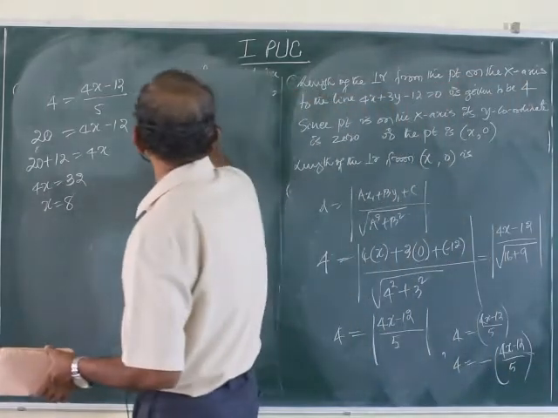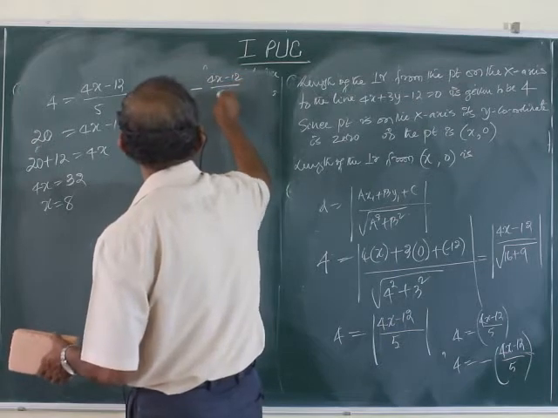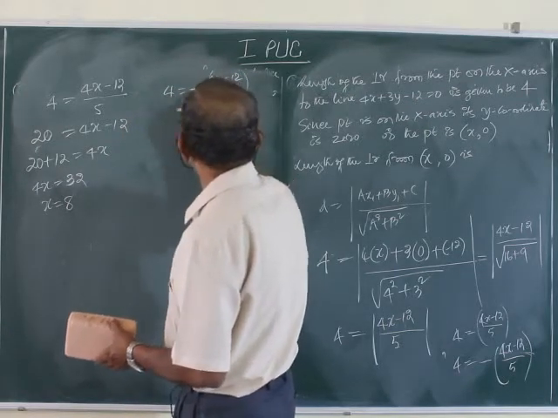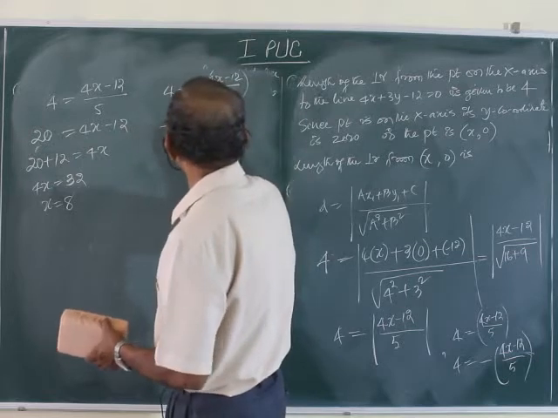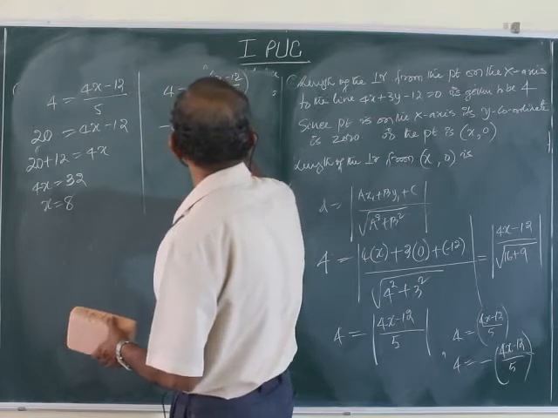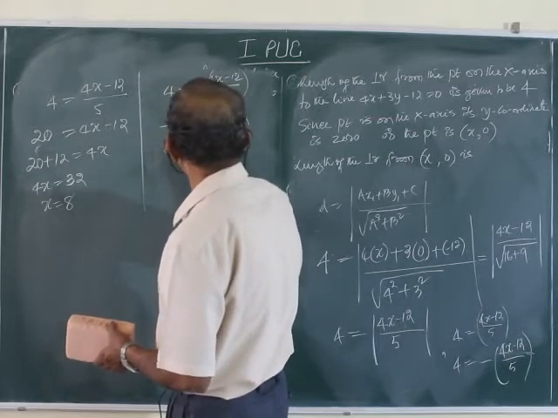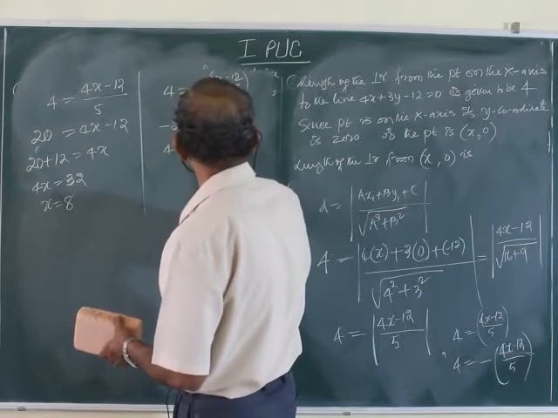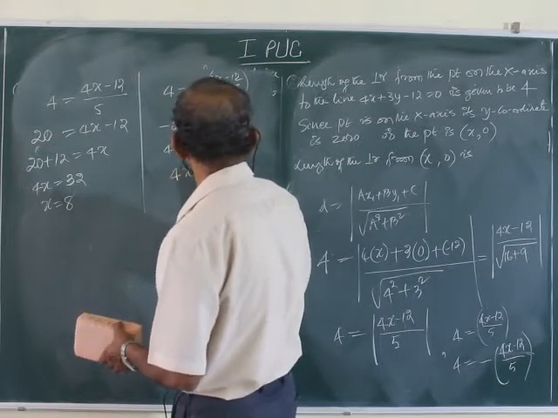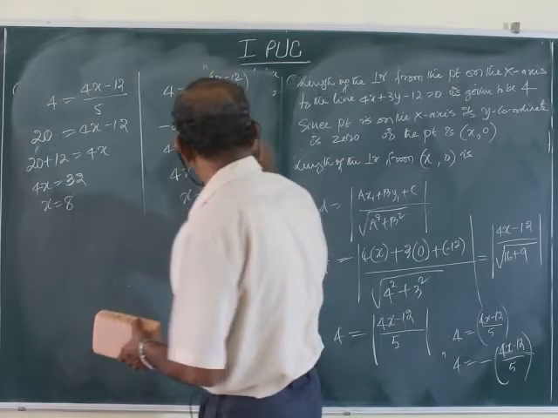Another one. 4 equal to minus of (4x minus 12) by 5. Or I can bring this minus 20 equal to minus 5 taken to that side, 4x minus 12. 4x equal to minus 20 plus 12. 4x equal to minus 8. X equal to minus 2.